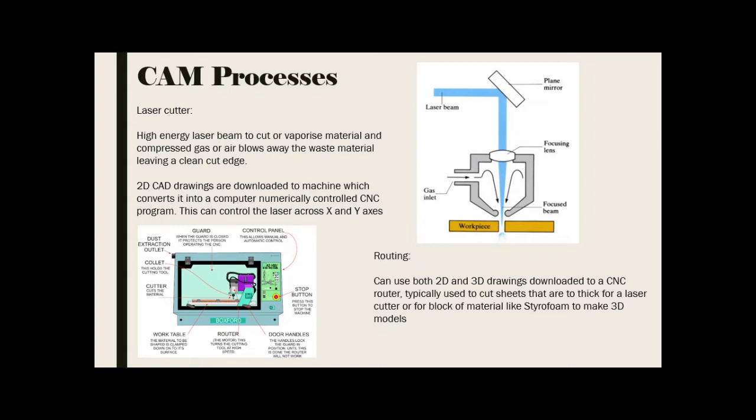Now, because it's all self-contained, you don't necessarily need an extraction unit, because you can just open it up and vacuum it all out yourself. But it's quite good to have vacuum extraction in it. But it's all encased, and it works the same way that a normal router will work. You have your cutter that spins around, and it follows the same way that the laser cutter does. You have your G code, and it follows the drawing, follows all that programming to remove your excess material.